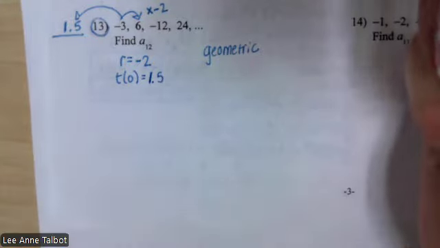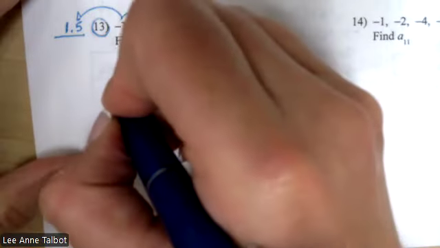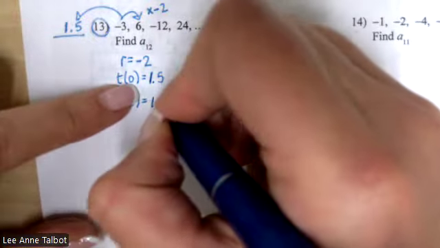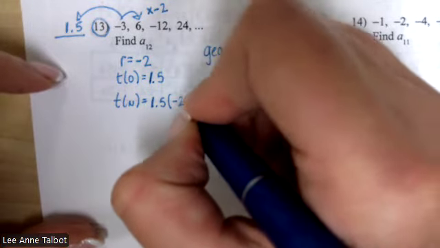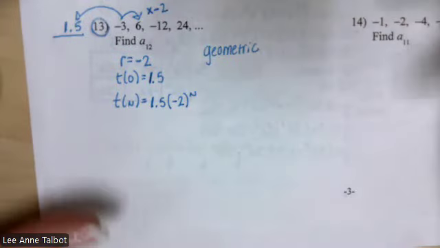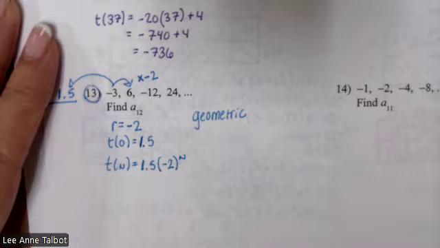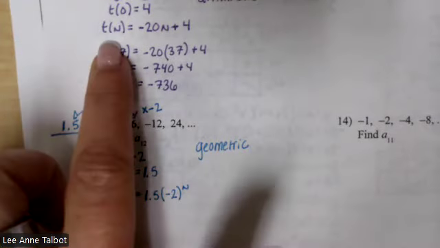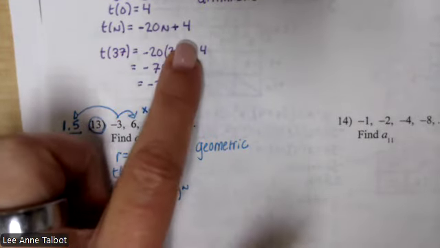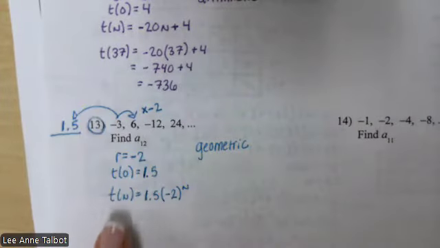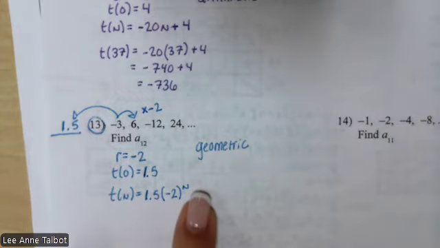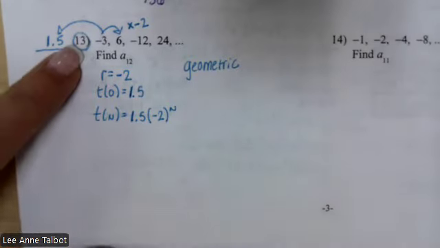And geometrics are exponential. So the equation looks like T of n equals term 0 times R to the n. Are you guys okay? Okay, so this one is y equals mx plus b, and this one is y equals ab to the x. Okay, and last thing, we need to find term 12.